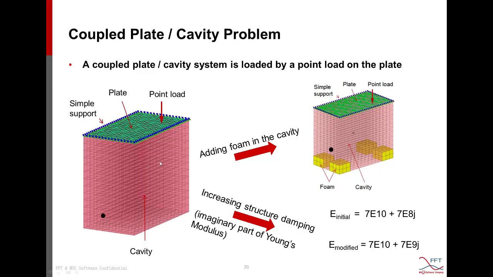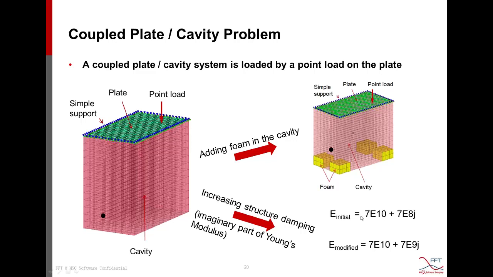So the original problem has little damping. There was some damping on the plate, but not much, and there's no damping in the cavity. And we develop this model in two ways of acoustic treatment. In the first way, we are adding foam in the cavity. We see at the four corners of the cavity, we're adding four pieces of foam, and in the other way, we increase the structure damping through the imaginary part of the Young modulus on the plate.